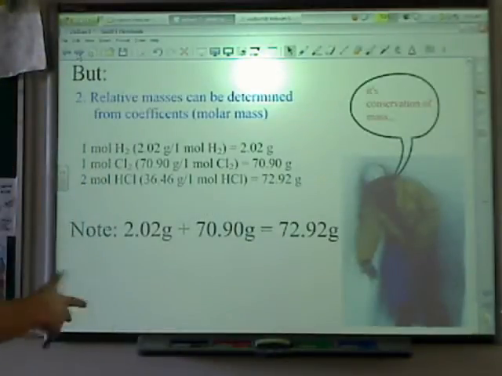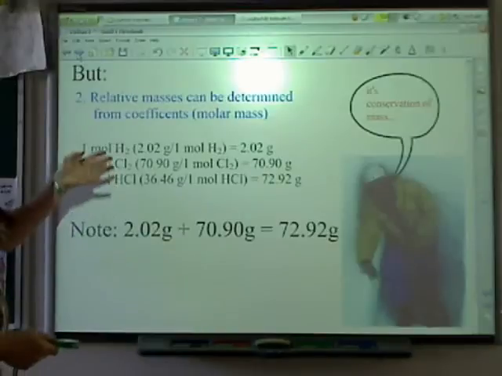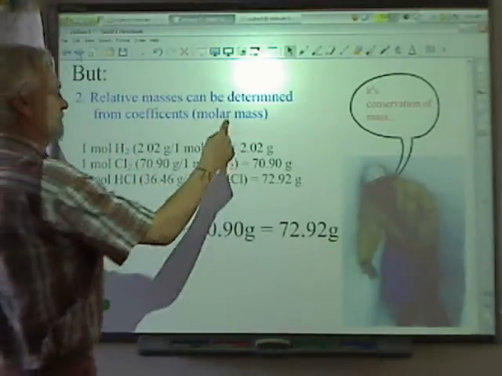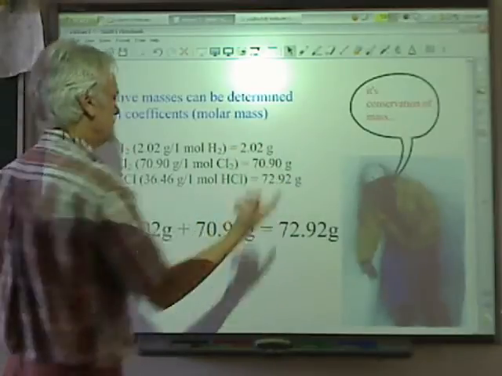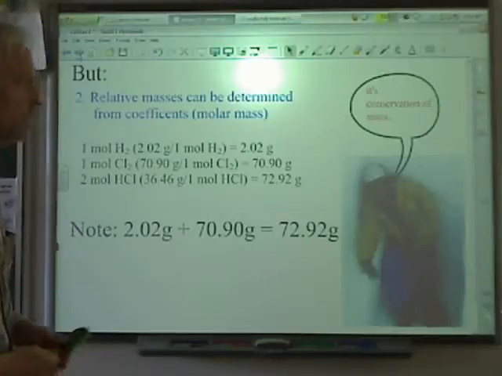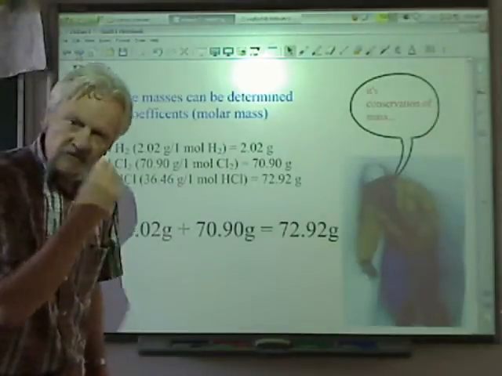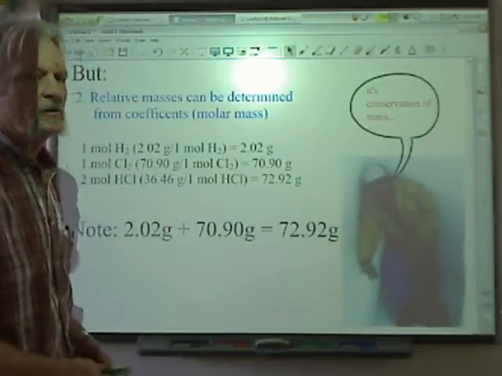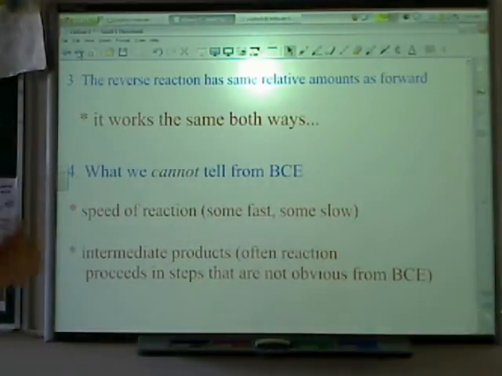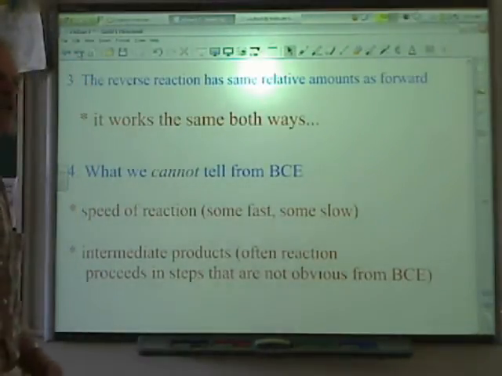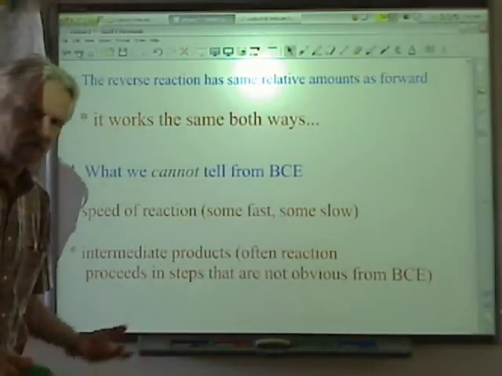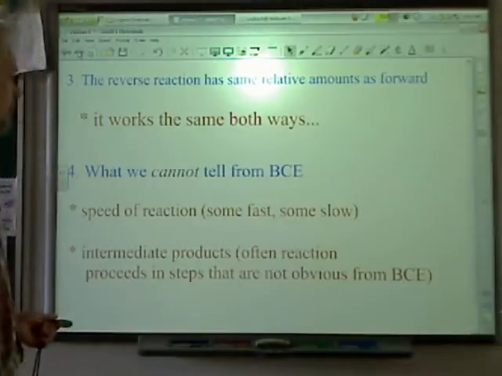Certainly the mass is conserved. If you were to take your mole amounts and convert them into mass amounts and add up the mass of the reactants, you would get the mass of the products. So it is certainly true that mass is conserved, but the coefficients themselves deal with moles rather than with mass. It works the same both ways. That is to say, we can interpret these relative amounts either going forward or going backward. Sometimes that will be useful to us.